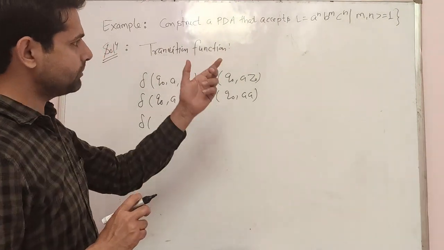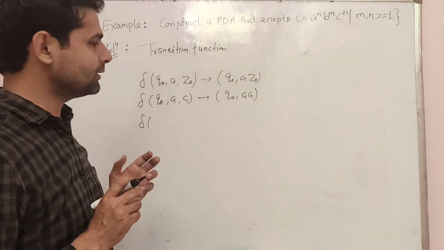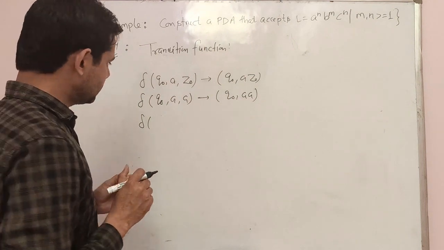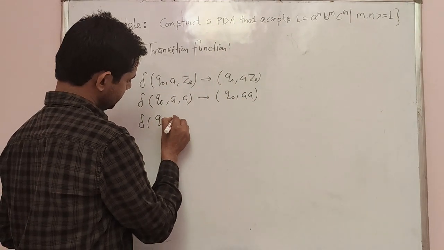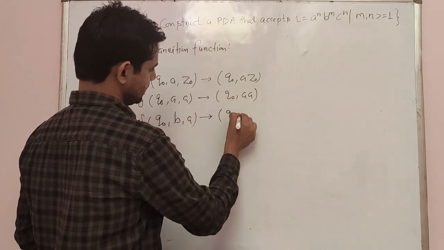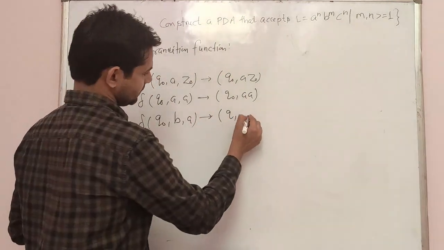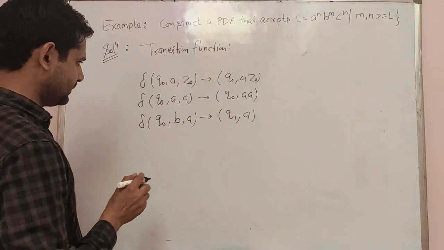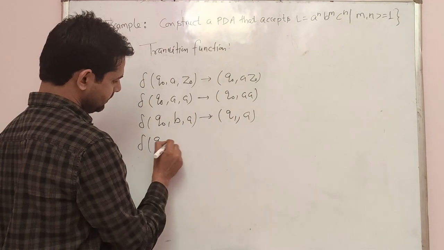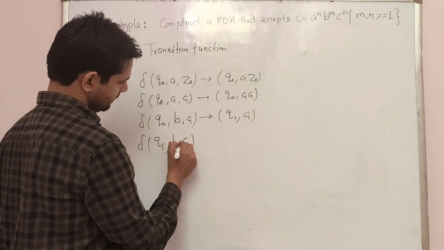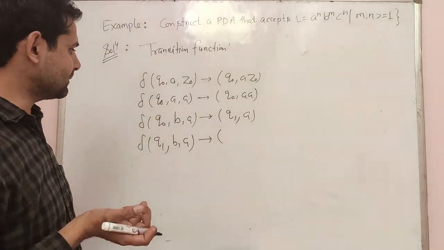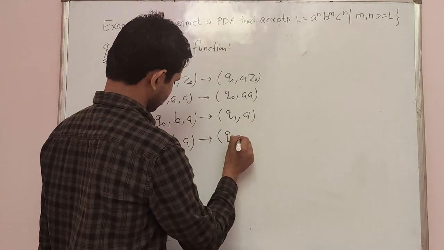Now what will we do with the B's? We will just read the B's, we will not do anything with them, we will not change the stack. So we are on Q0, the input symbol is B, the stack top is A, then we will change the state, right? Similarly, if we have more B's, we are in this state right now, the input symbol is B, the top is A, and we stay in the same state Q1, right?